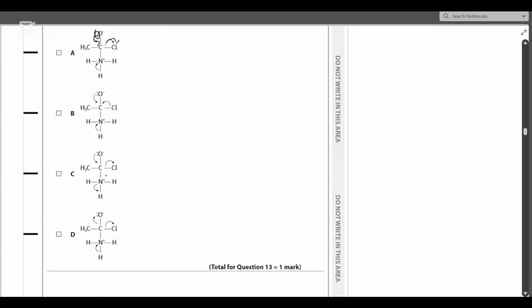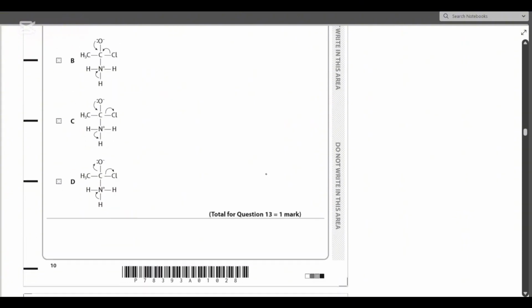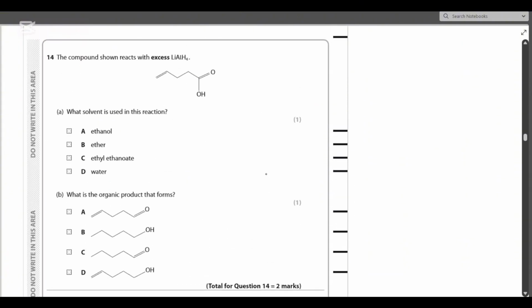So the only rational option, if I talk about every other option, the arrow sign is different, signifying a different explanation. So the only rational answer is A, because the arrow signs are provided in the same direction. If I talk about number 14, we have the compound shown here which reacts with excess lithium tetrahydride. They said what solvent is used in this reaction. Always remember that in case of a reducing agent, we basically use ether, in other words dry ether in this case. So B is the correct answer.